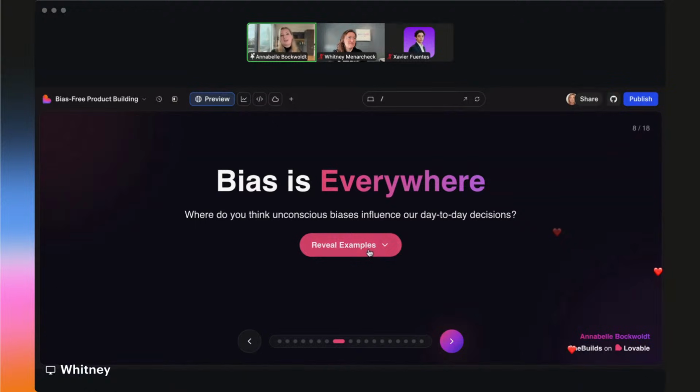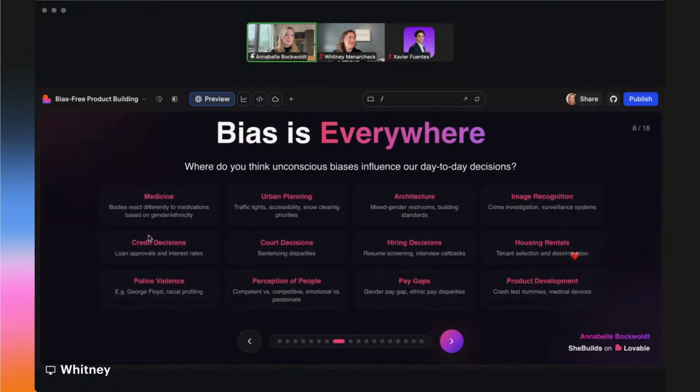So I will reveal some examples. For example, medicine was the first one that I gave away. So bodies react differently to the different medications. Credit decisions, so who gets the loan and at which interest rate.